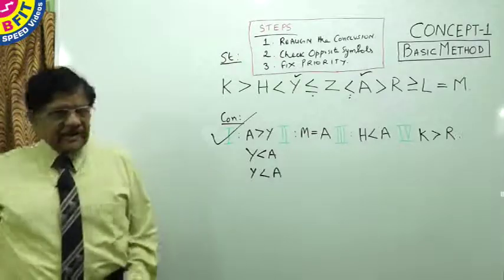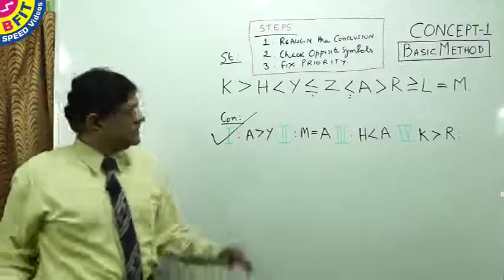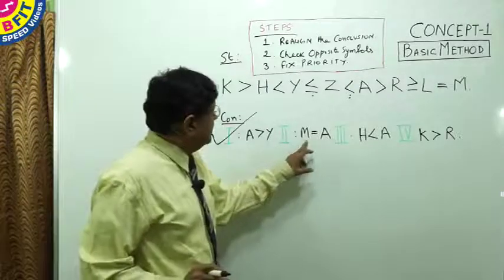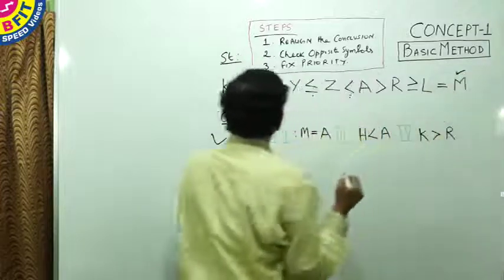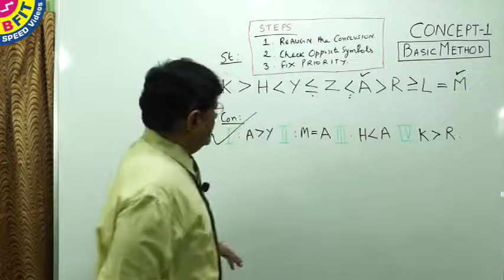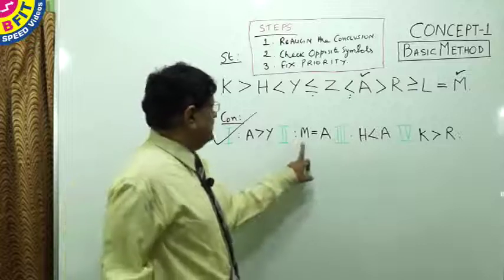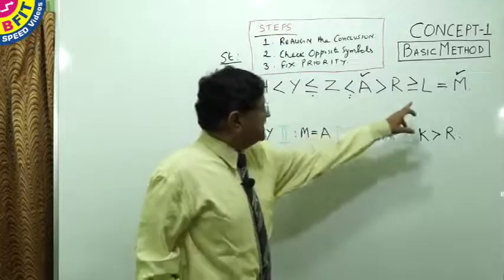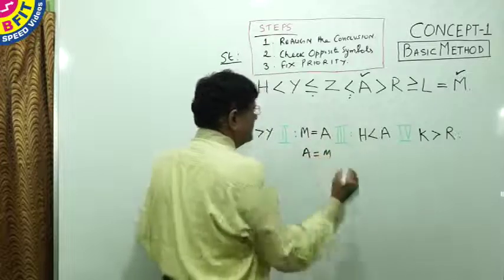Now let us look at the second conclusion. What is the second conclusion? Second conclusion is M is equal to A. Where is M here? M is here. Where is A? A is here. Now M is equal to A, we are asked to verify. Now the order is not there, therefore we can change this. A is equal to M. This is what we have to verify.